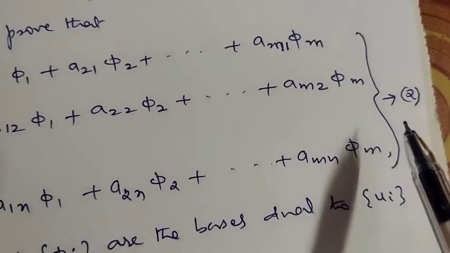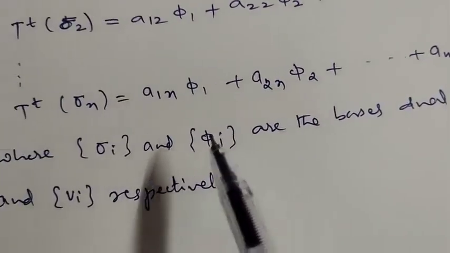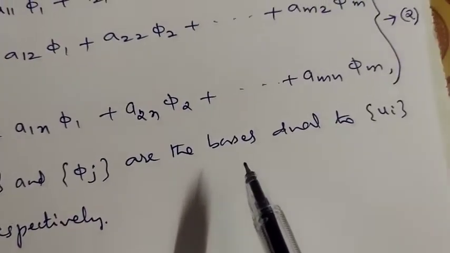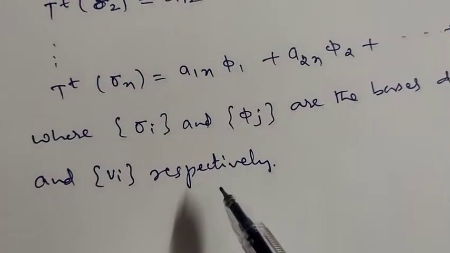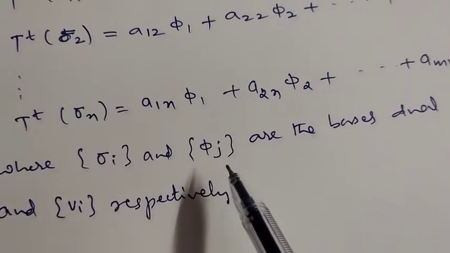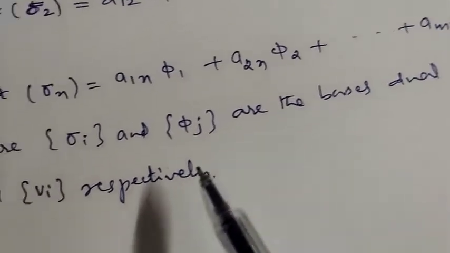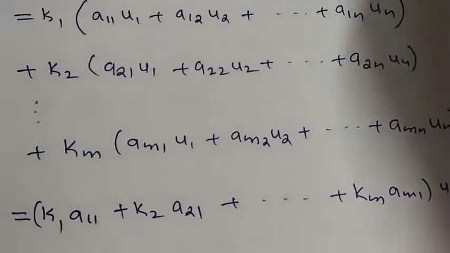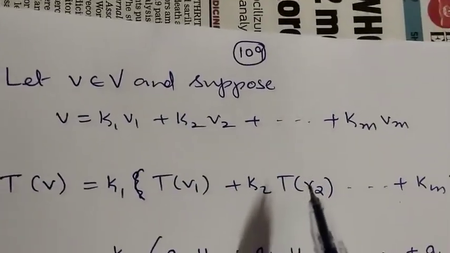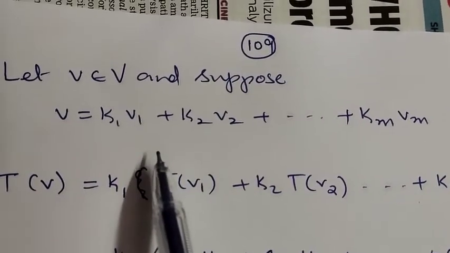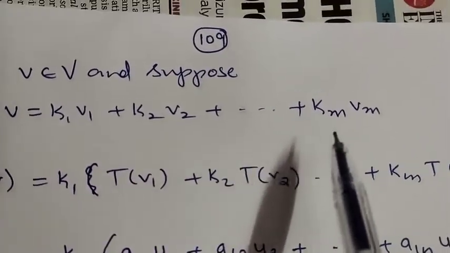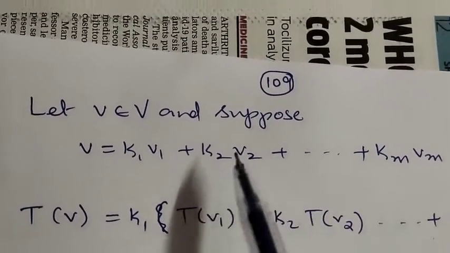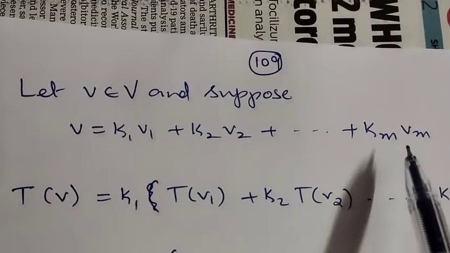Call this number 2, where sigma j and phi j are the bases dual to the bases Ui and Vi respectively. Now let us take v belonging to V. Then v can be written as k1 V1 plus k2 V2 etc. plus km Vm. There are m basis elements, so any element in V can be written as a linear combination of basis elements.